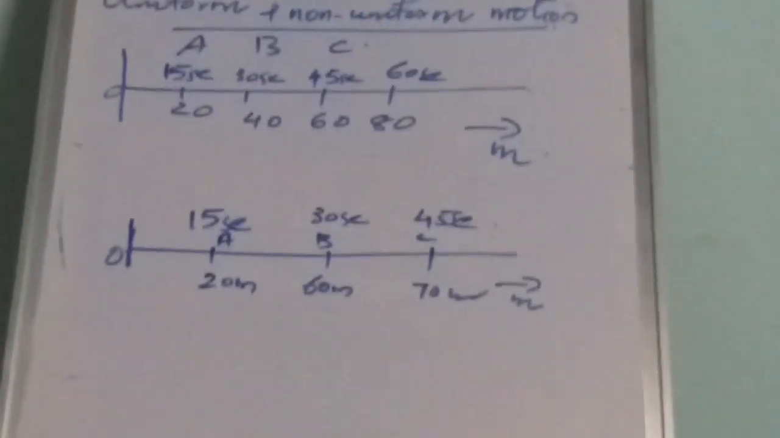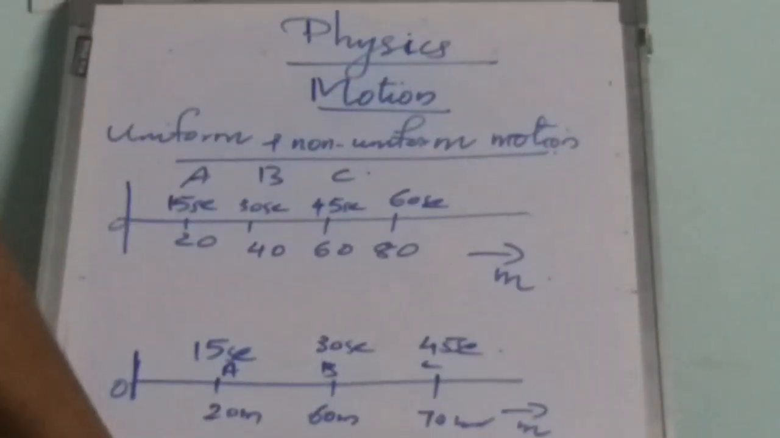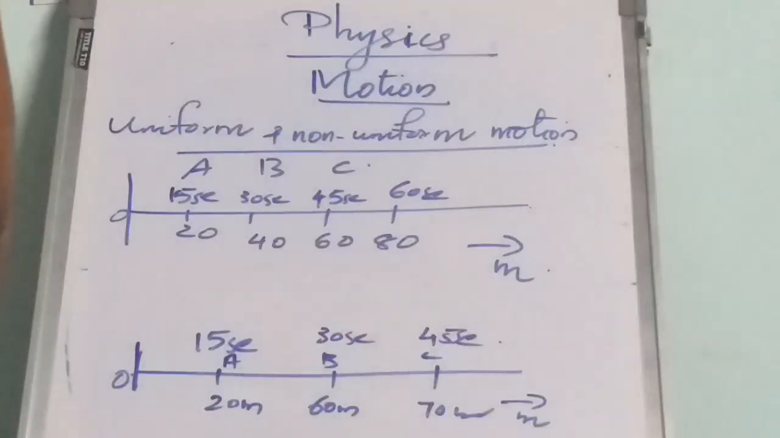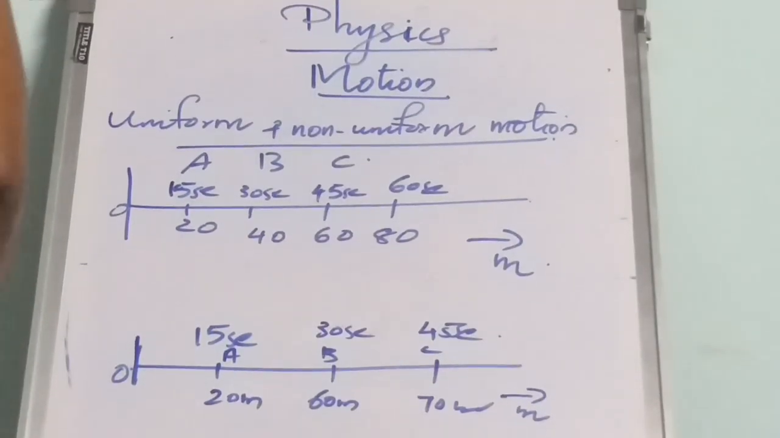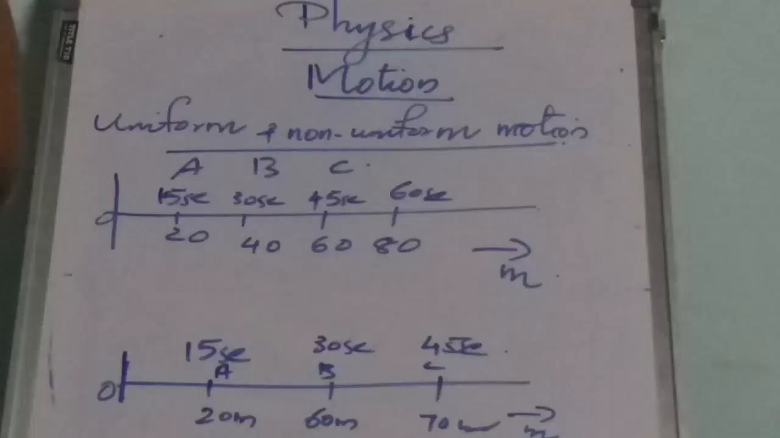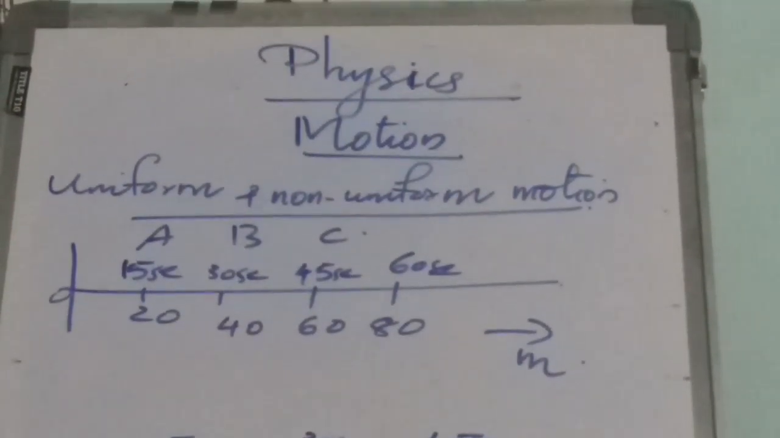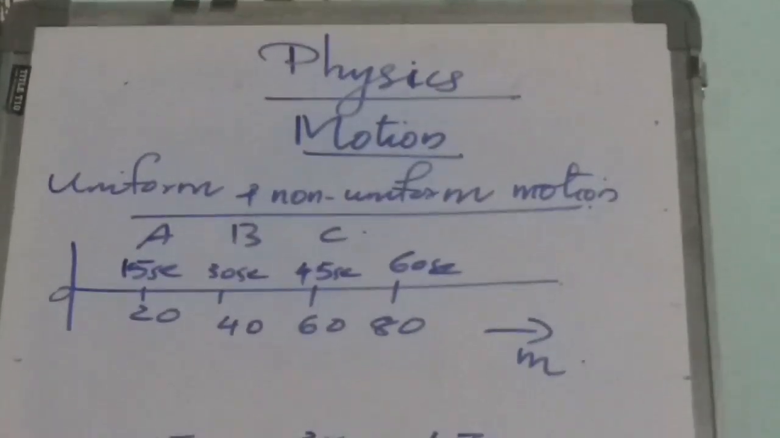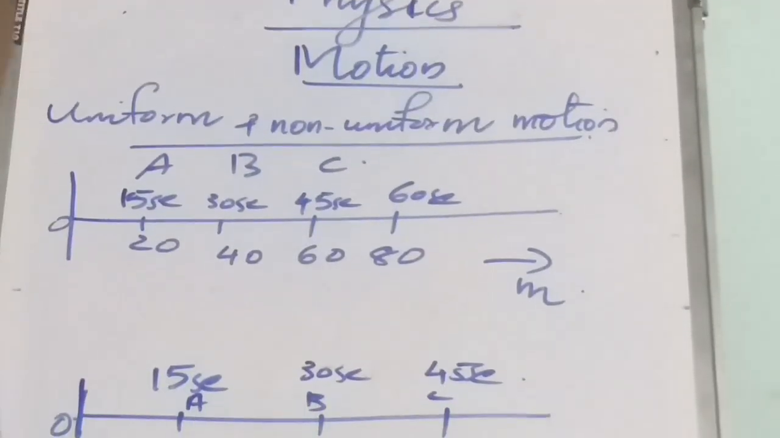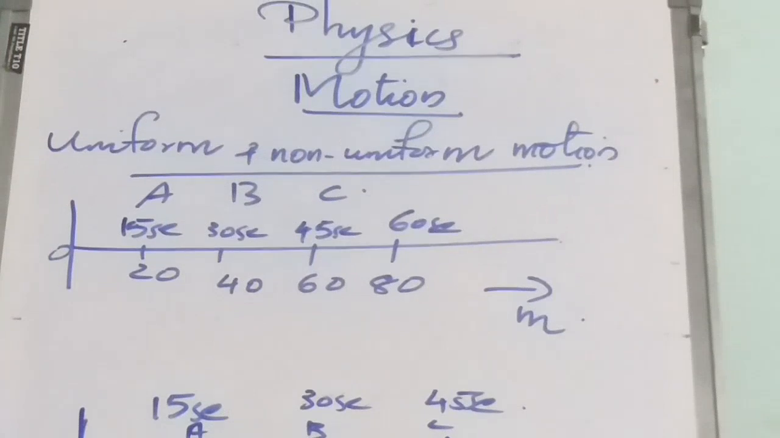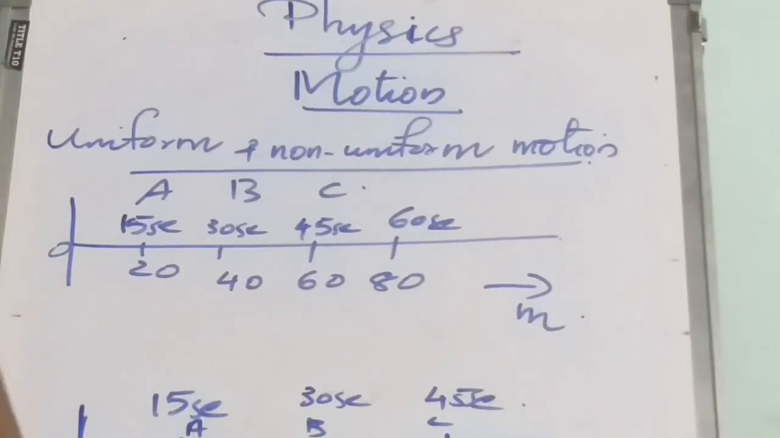Last class we started the lesson Motion. We are continuing with the same lesson. Last class we discussed two important physical quantities, distance and displacement, that are used to describe the overall motion of an object. Today we are going to start uniform and non-uniform motion.